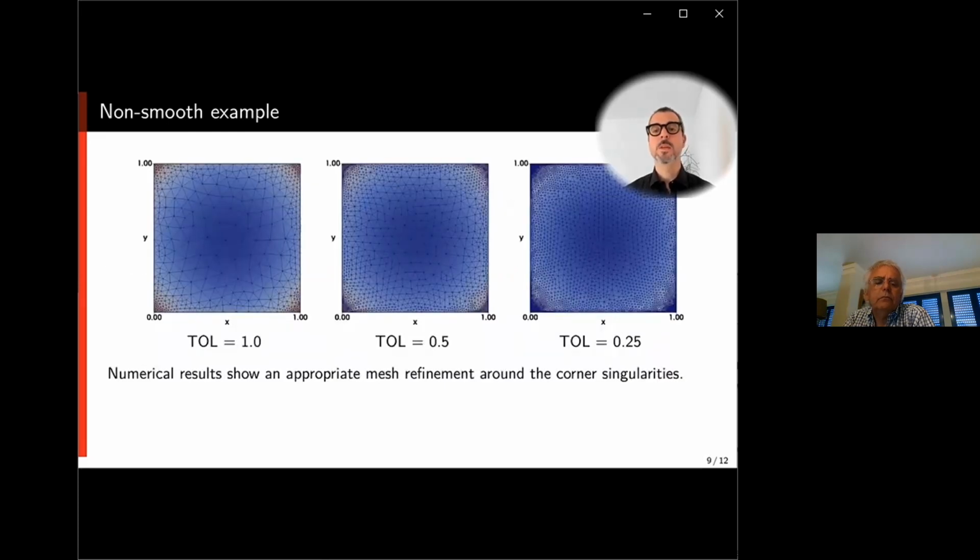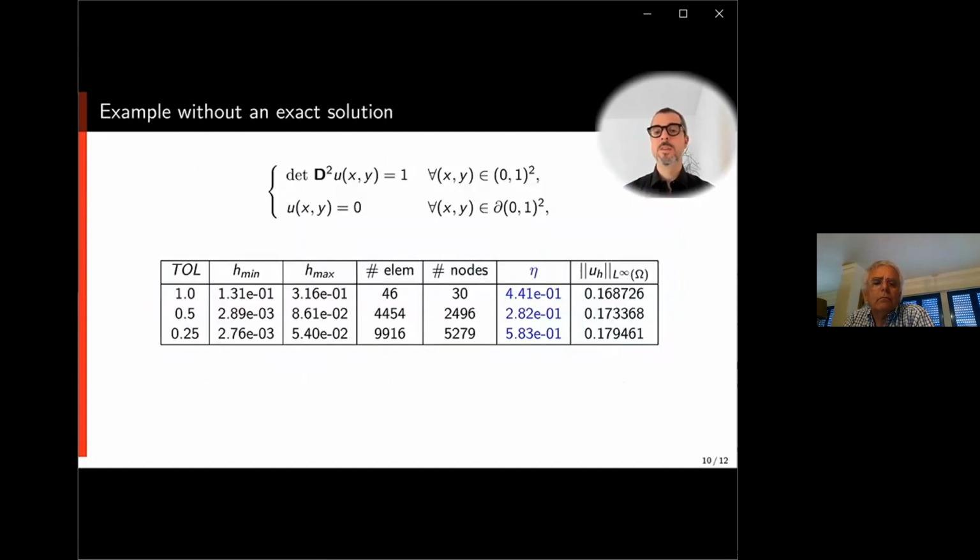And practically, we can see that the algorithm refines appropriately in the corners of the region. This is where the singularity lies. Finally, an example without an exact classical solution, still on the unit square, and here, same conclusion.